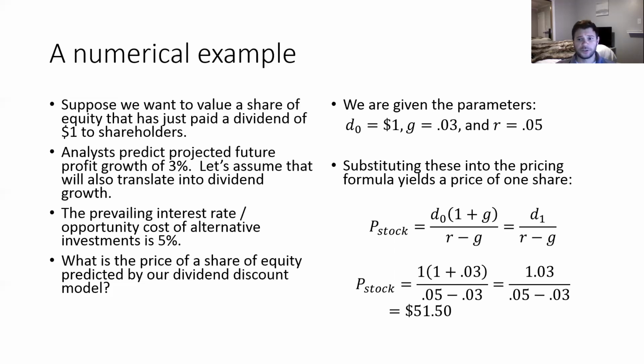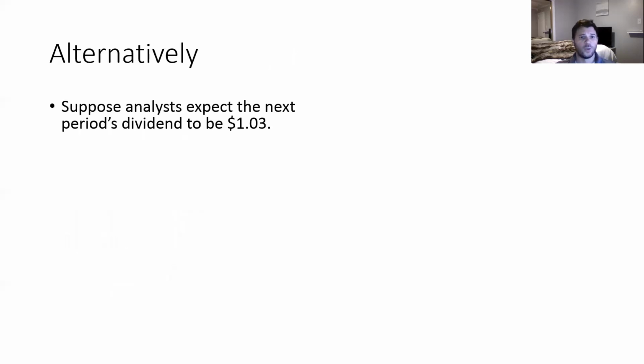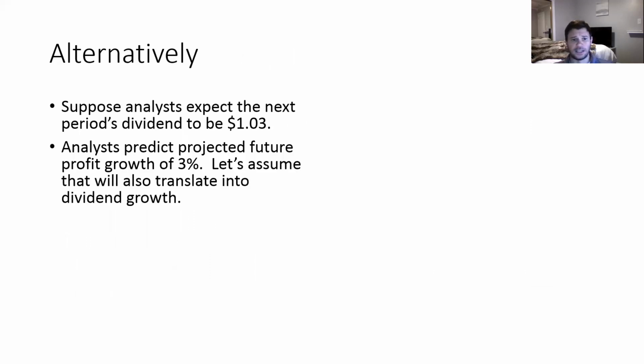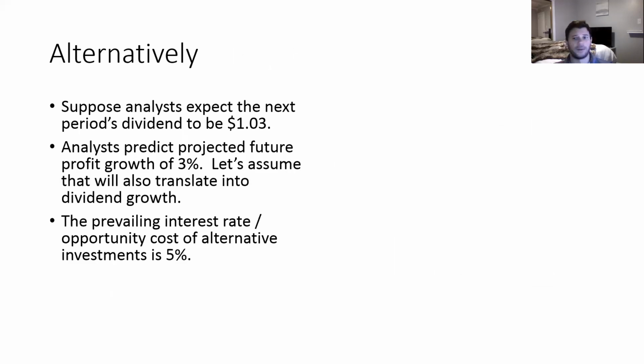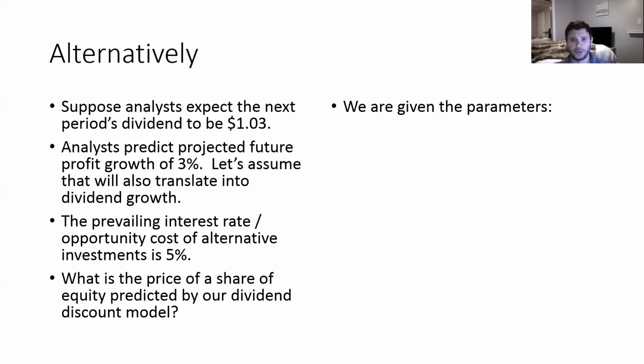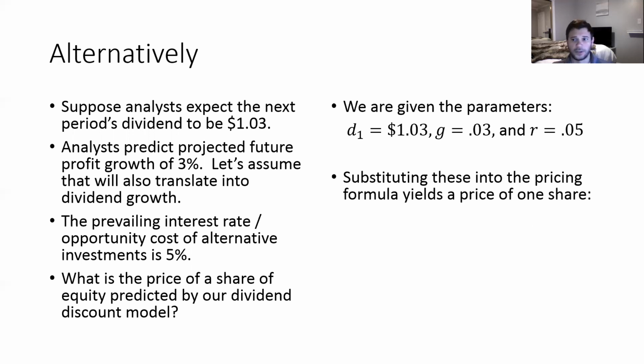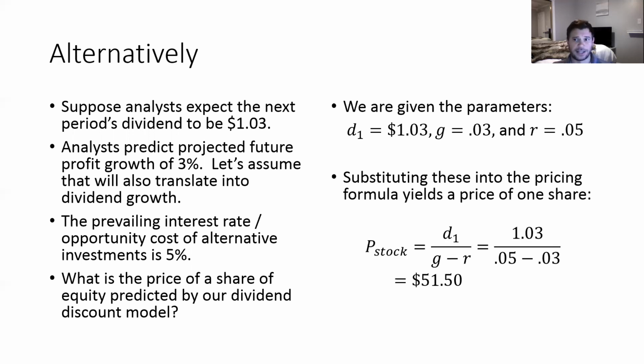Alternatively, we could have structured the narrative a little differently. Rather than telling you they paid a past dividend of $1, we could have said, hey, we expect that next period's dividend is going to be $1.03. Okay, given the same projections of the analyst, the same opportunity cost of capital, and asking the same question, we're really dealing with the same parameter values here, except instead of D0 being given, we're given some expectation of what D1 is, and we can plug those into the formula and we will wind up getting exactly the same result. So this is us using the pricing formula forwards.